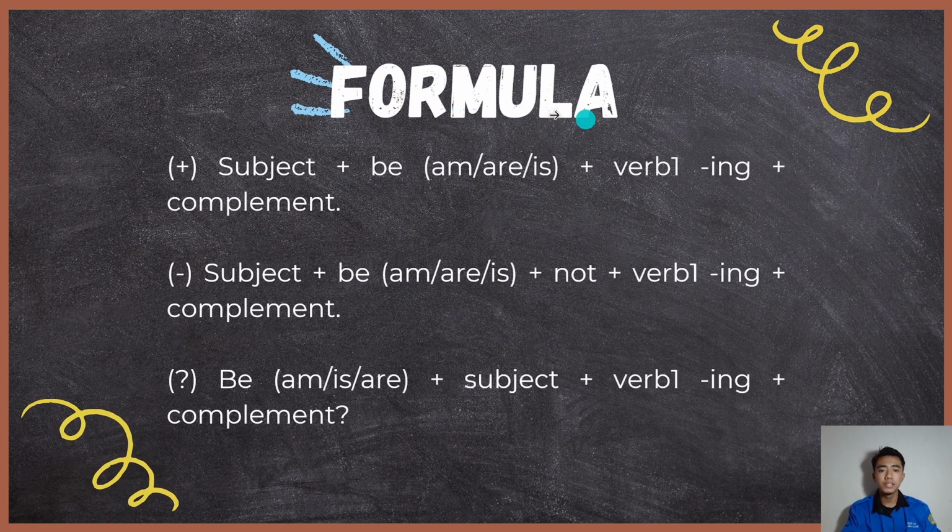Okay, this is the formula of present continuous tense. Positive: subject plus to be am, is, are plus verb 1 plus ing plus complement. And then negative: subject plus to be am, is, are plus not plus verb 1 plus ing plus complement. And then interrogative: to be am, is, are plus subject plus verb ing plus complement.